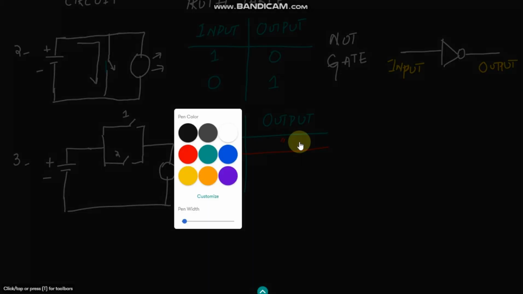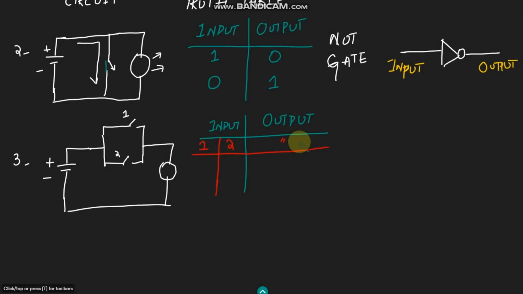Okay, so now let me write their values. If the two switches are off, this is 0, this is 0, no current will flow through it and the output here will also be 0. Okay, if any of the switches is on, if the first switch is off and the second one is on, it will get a path to this bulb and I will get 1 here. Similarly if this is on, this is off, I will again get 1.